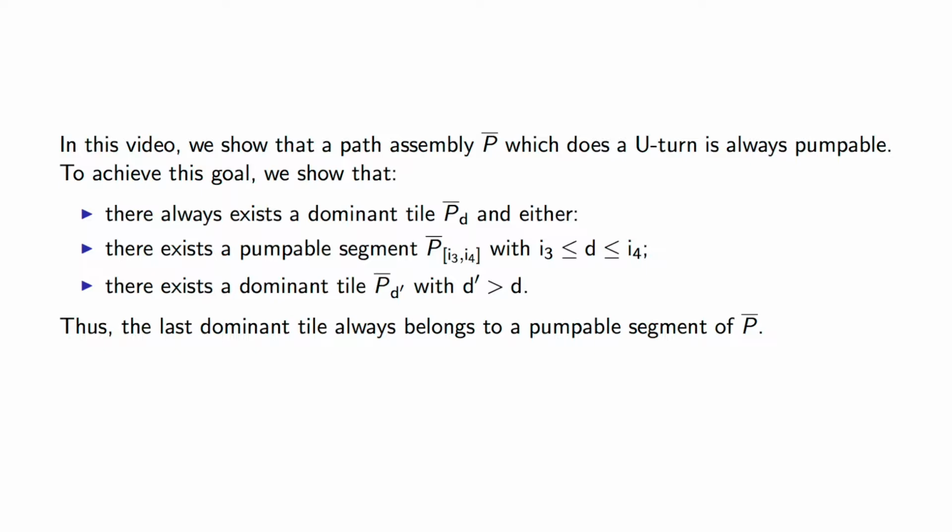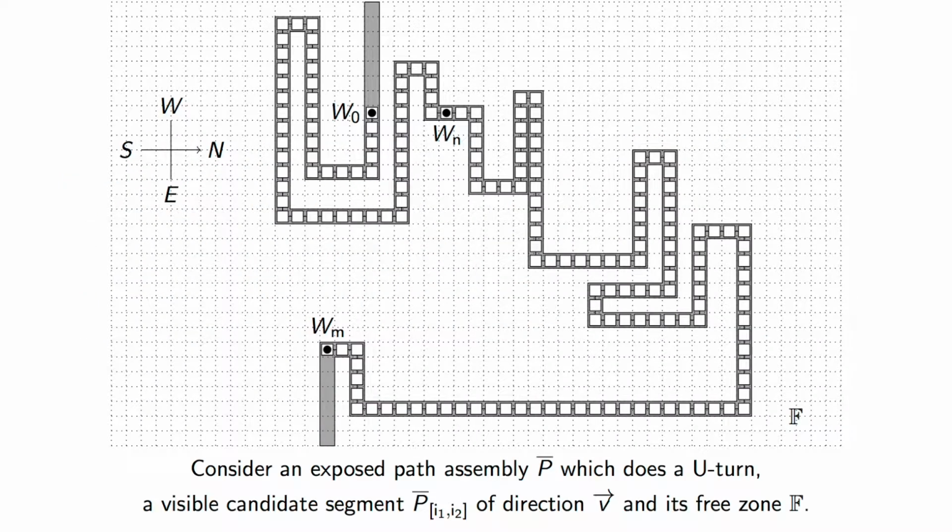Secondly, three cases can occur when we pump this segment. In the first and second cases, this segment is not pumpable. Then, we will show that a new dominant tile with a greater index can be found. In the third and last case, the segment of the fork is pumpable. Moreover, we will show that pumping this segment is equivalent to pumping a segment of the path assembly P. Thus the last dominant tile of the path assembly always belongs to a pumpable segment.